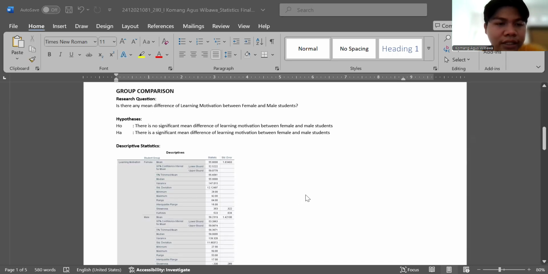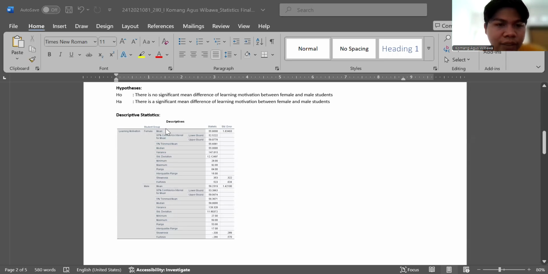All right, so the first thing is the descriptive statistics. As we can see, the female mean score is 55.80 and the male is 56.23. This difference indicates that, in general, the level of learning motivation between female and male students is almost the same, with no significant differences in average score. However, to determine whether this difference is statistically significant, further testing is needed, such as an independent sample t-test.